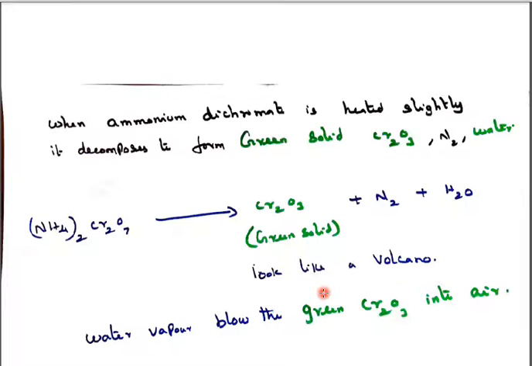It looks like a volcano. For an exhibition you can make a mountain out of clay, put ammonium dichromate in it and just heat it up. You will get fumes of solids coming out, and when you add a small amount of sulfuric acid, fumes also will come. Just like a volcano, you can imagine that. That also we can play with in exhibitions. So the water vapor blows the green colored Cr2O3 into the air.